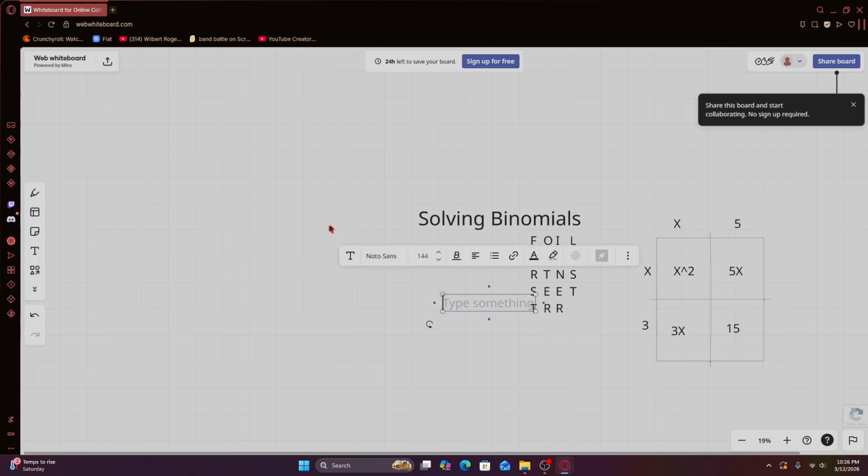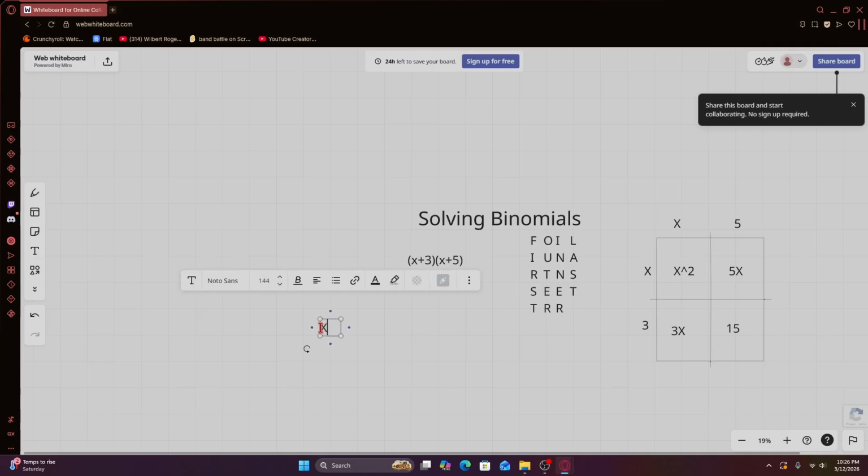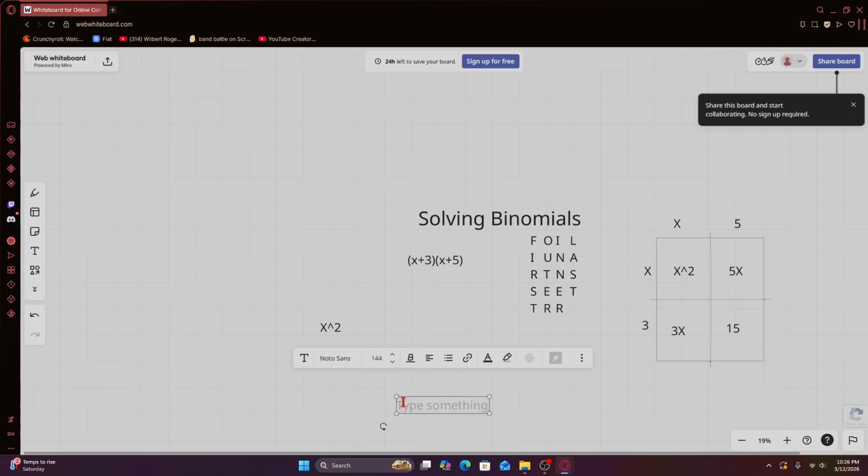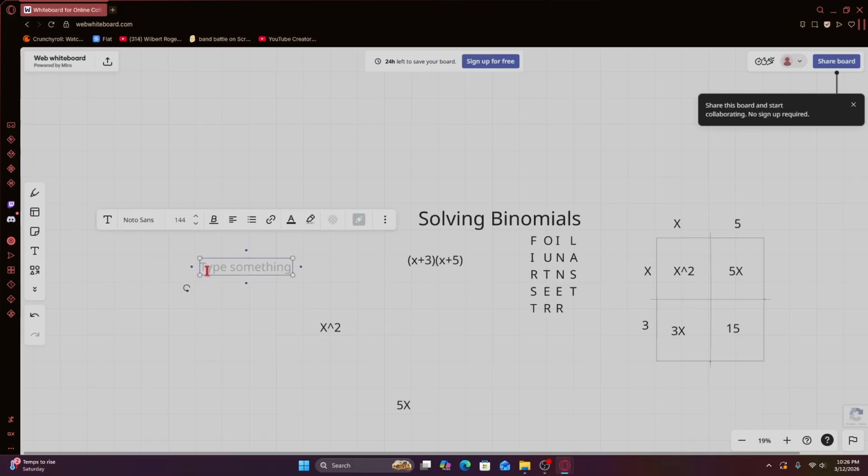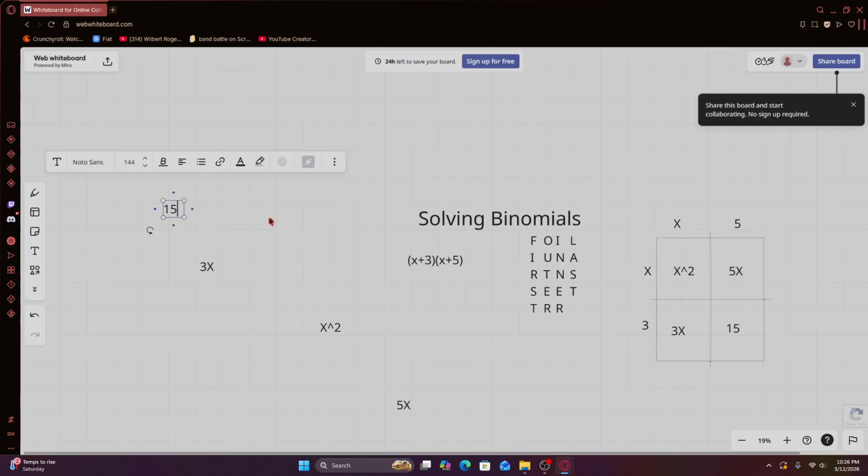So x times x to get x to the power of 2. Outer terms, so x times 5 to get 5x. Inner terms, 3 times x, which would be 3x. And our last terms, 3 times 5 to get 15.